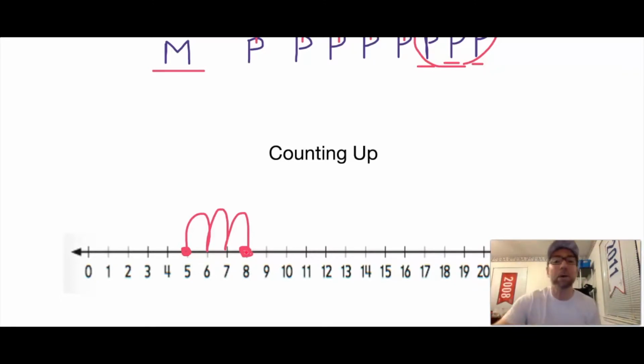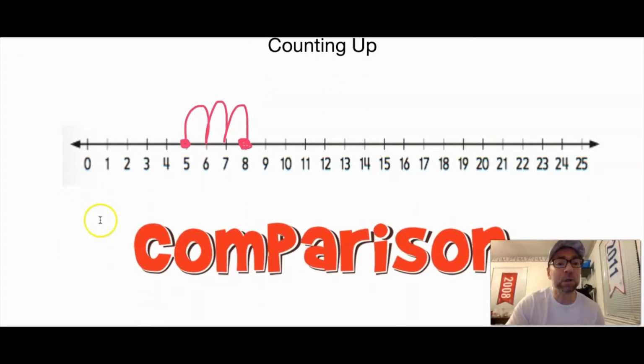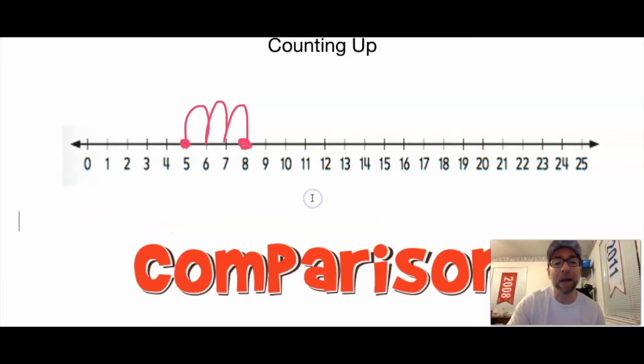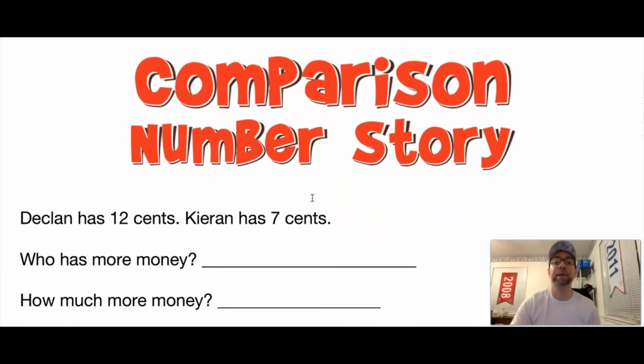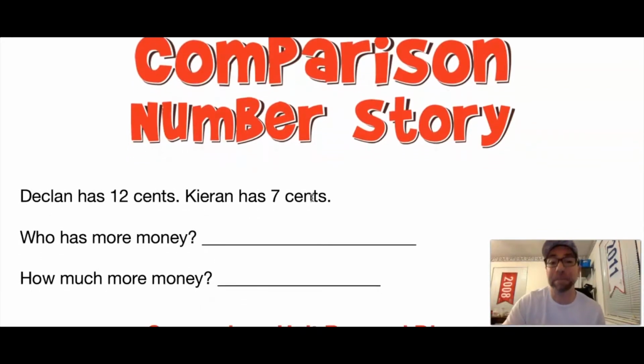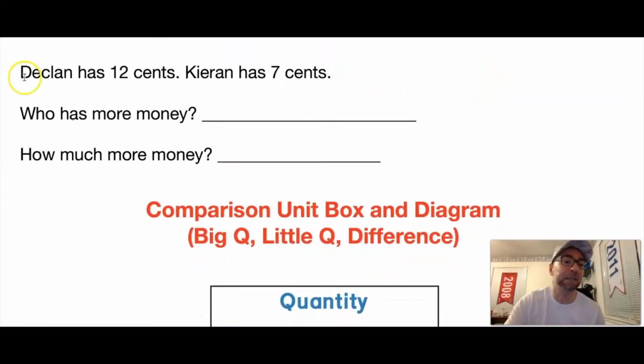Awesome job. You can go ahead and clear off your whiteboard because today we are going to be taking a look at something called comparison number story. And a comparison number story is a number story that compares how much we have of certain objects. Just like my Lego Mickey Mouse. There were some whites, there were some black Lego dots. We can compare them. Here's how we do it. Let's take a look at this comparison number story. This story is about Declan.